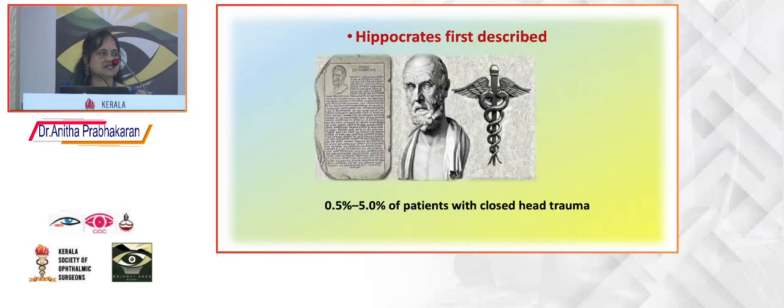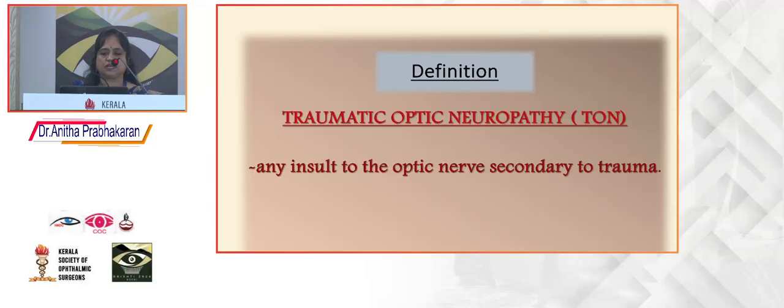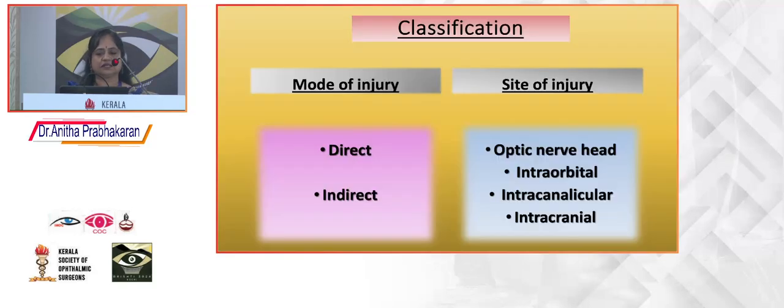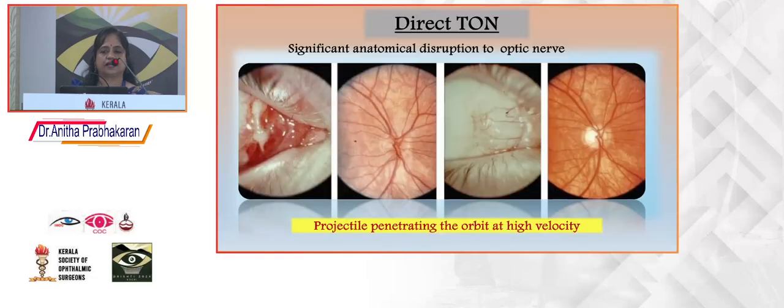It was Hippocrates who first described traumatic optic neuropathy in closed head trauma patients, and by definition it is any insult to the optic nerve secondary to trauma. Either it could be a direct trauma causing damage to the optic nerve, or it could be an indirect trauma where the deformative stress is concentrated on the optic canal area. Depending on the site of injury it is also classified, and the most common lesion is at the intracanalicular part.